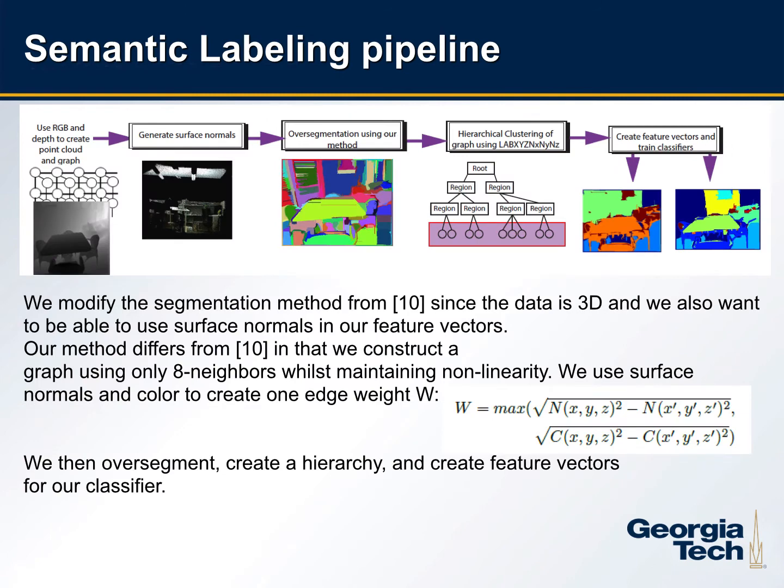We modify an existing hierarchical superpixel-based segmentation method to include surface normals using a modification of Felzenszwalb and Huttenlocher's method. The edge weight between each voxel is the max of the difference in surface normals and the difference in color, a nonlinear measurement. We then over-segment, construct a hierarchy, and train a random forest with general feature vectors like shape and color histograms.